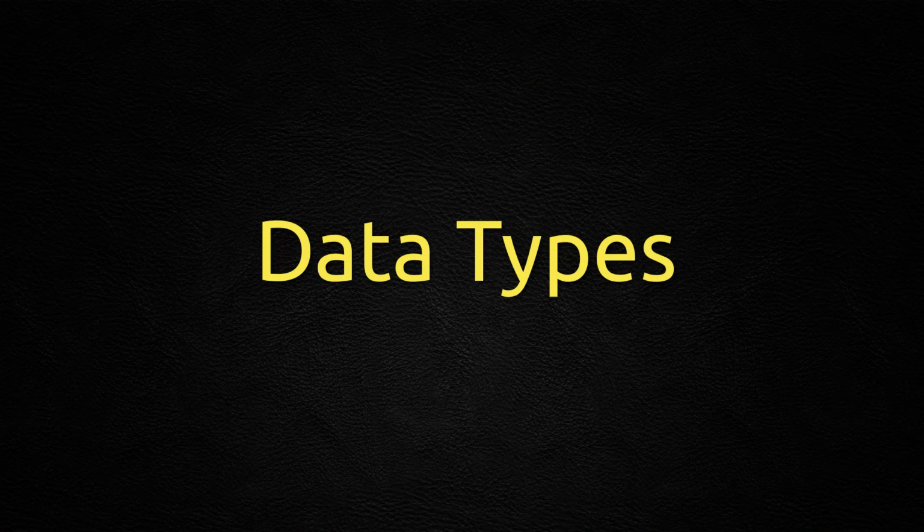So what are data types? Data types is a property of a variable which tells the compiler about what type of data it can store. Let's understand in an easy way.